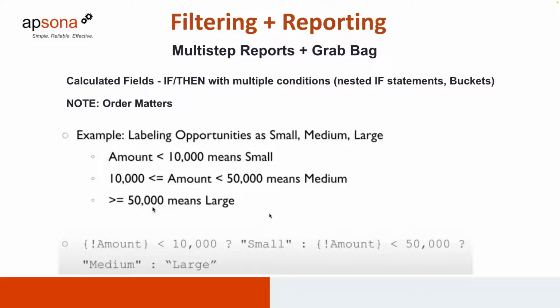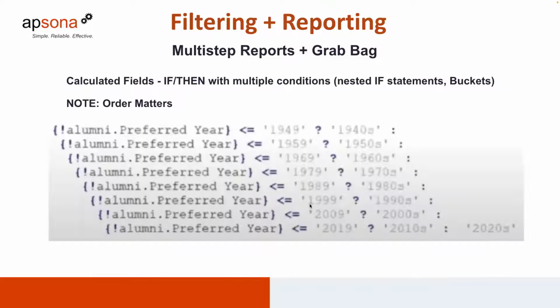And then we also talked about this already, but just the ability to have multiple if-then statements. So first ask if this is true, and then ask if that is true, and then ask if the other thing's true. And you can then essentially use that as kind of a bucketing concept.